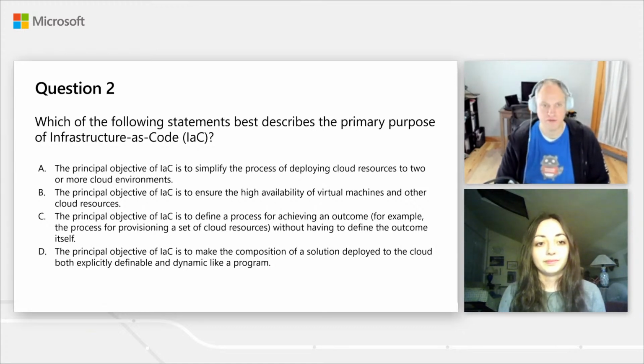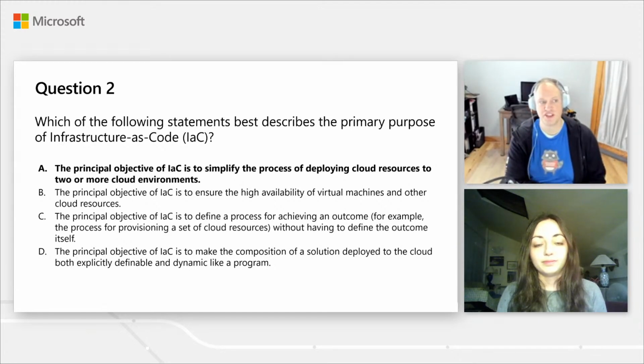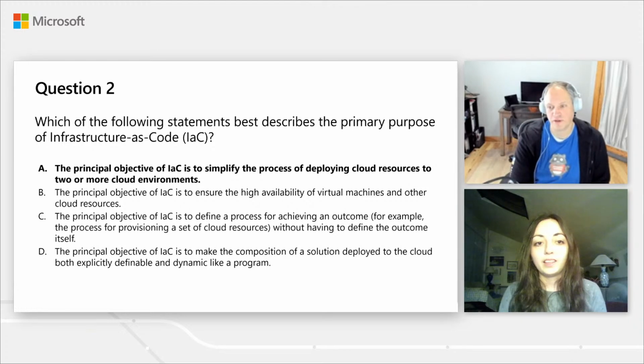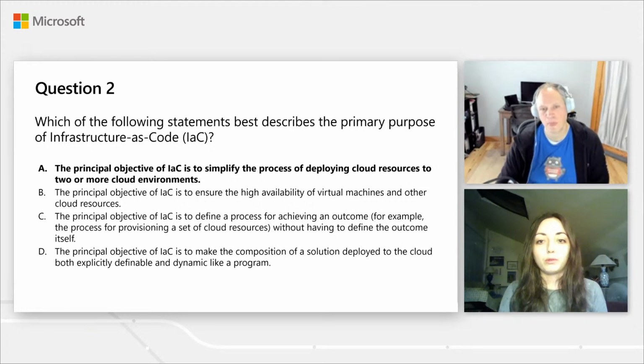So we have A, which is the principal objective of infrastructure as code is to simplify the process of deploying cloud resources to 2 or more cloud environments. What do you think? Yes, some infrastructure as code tools can be used to deploy a resource to multiple cloud environments, but I don't think that this is the primary purpose of infrastructure as code.